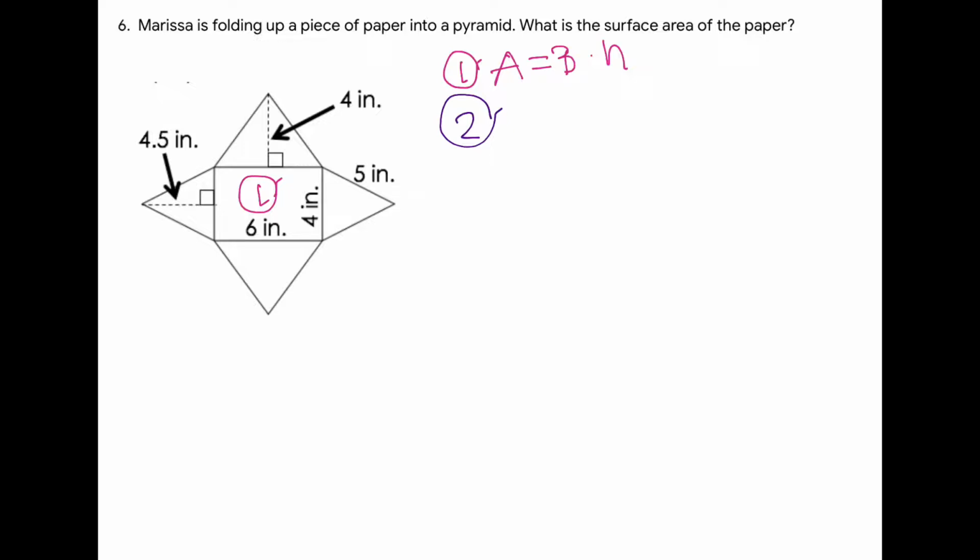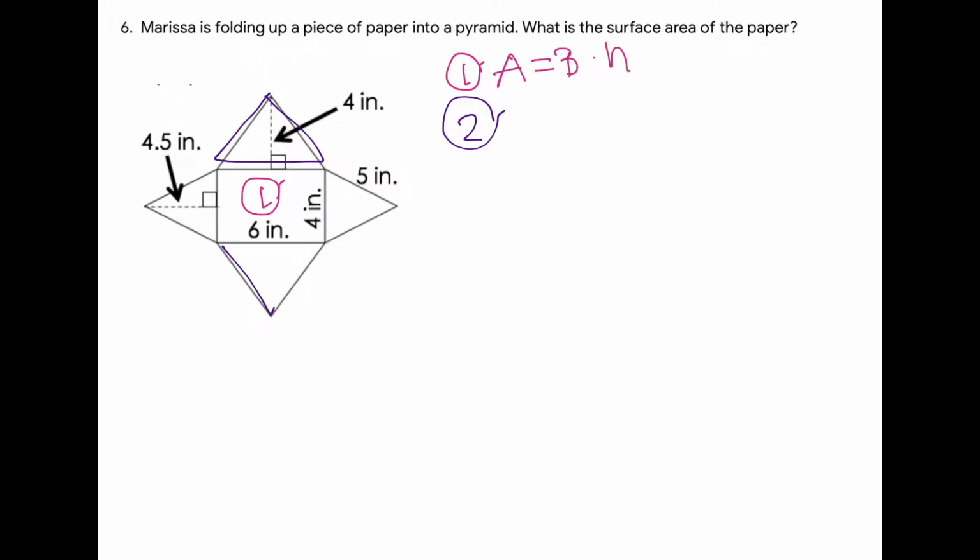We know that this triangle and this triangle are exactly the same. So we know that the area of a triangle is our base times our height divided by 2. And we know that there are 2 of those. So after we find that area of this triangle right here, we need to then multiply it by 2.